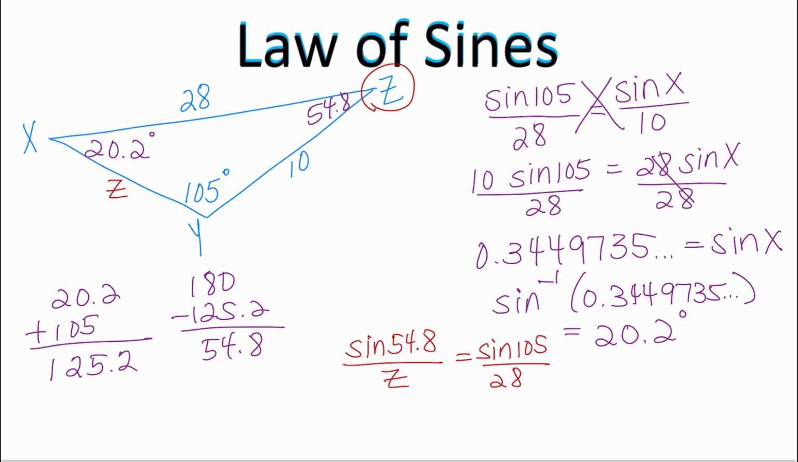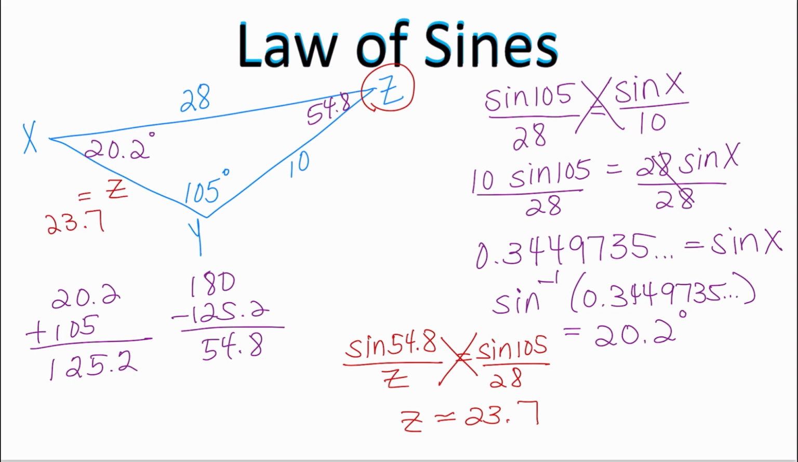And once again, yes, I can use the 20.2 with the 10 because they're across from each other, but I prefer to use the numbers that are exact that are given in the problem. So we're going to cross multiply. So 28 times the sine of 54.8, that should give you about 22.88. And then you want to divide that by the sine of 105. And you get about 23.7. So that means that this answer is about 23.7.